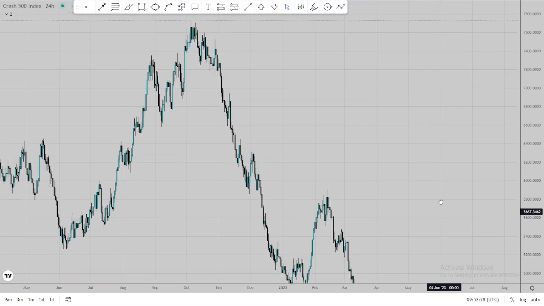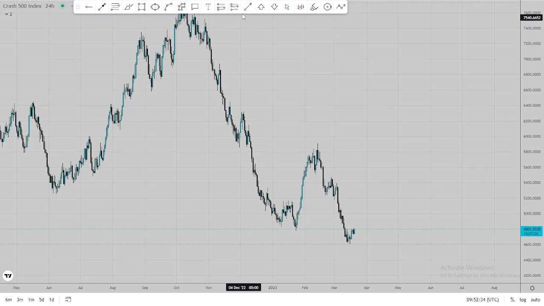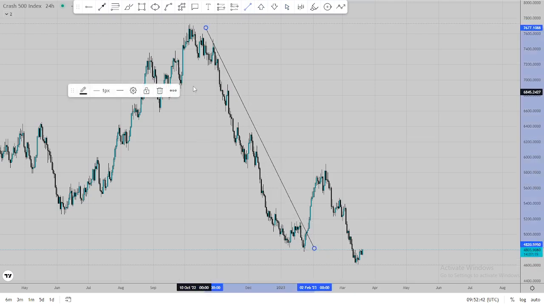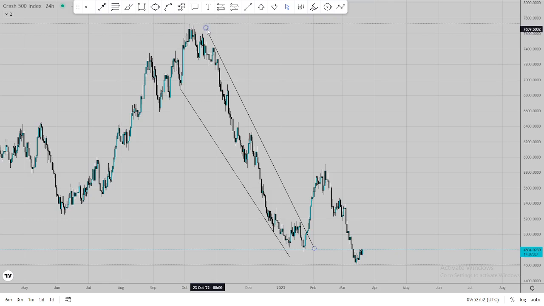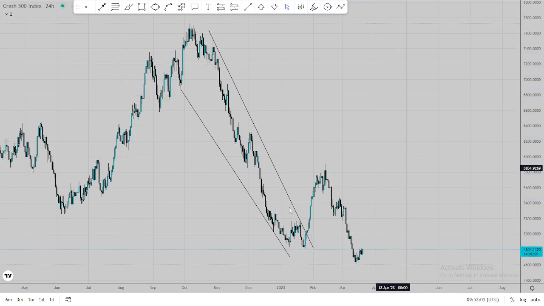So if you look at CRASH500, we have been in a major downtrend, right? If you look at this, that's a major downward channel. If you look at it like this, major downward channel, right? Then it broke out here. After breaking out somewhere it came back for a retest there.